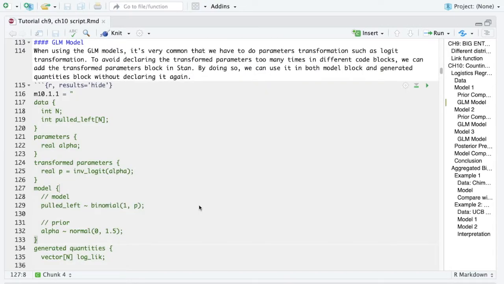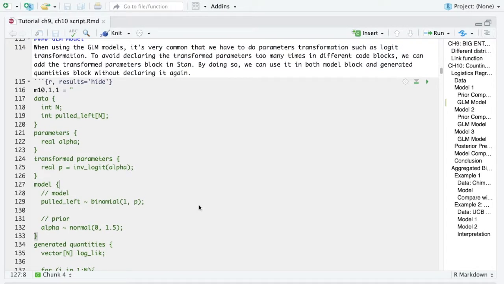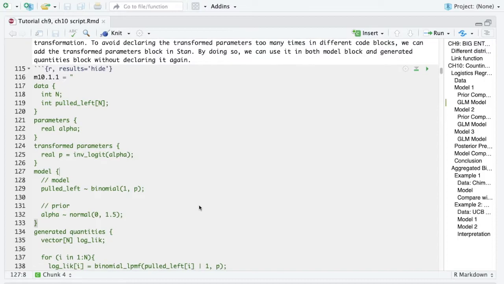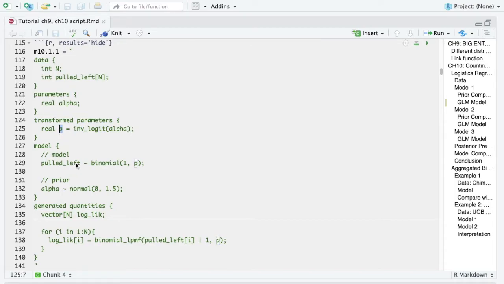When using GLM models, it's very common that we have to do parameter transformations such as the logit transformation or log transformation. Just like I've mentioned in tutorial 0.4, we can declare these transformed parameters in the transformed parameters block to avoid declaring them too many times in different code blocks. So once I've declared the transformed parameters in the transformed parameters block, we can use the p here in the model block and the generated quantities block.